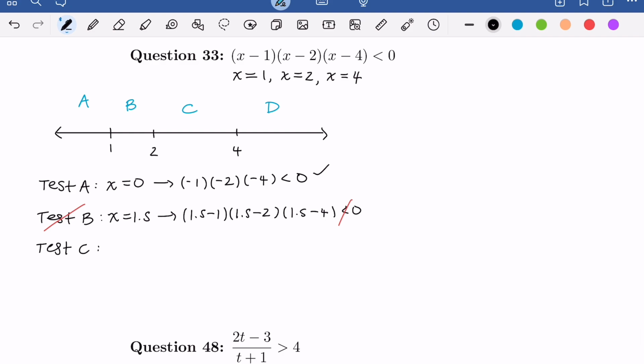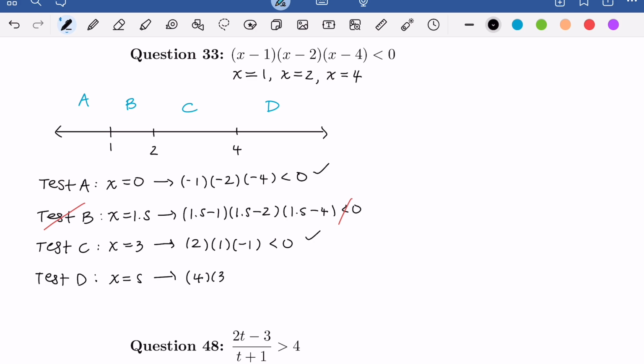Alright, let's repeat this process here. We're picking a number in our c interval. This will give us 2 times 1 times -1, which is going to be a negative value, so that'll be less than 0. And then for our last interval, let's let x be equal to 5. Plugging this in, we're going to get 4 times 3 times 1, which obviously is not going to be less than 0. This is always going to be positive. Everything in this region is going to give us a positive output, which is not going to be less than 0, which will not satisfy this inequality. So that means the only intervals that contain solutions that'll make this statement true is interval A and interval C.